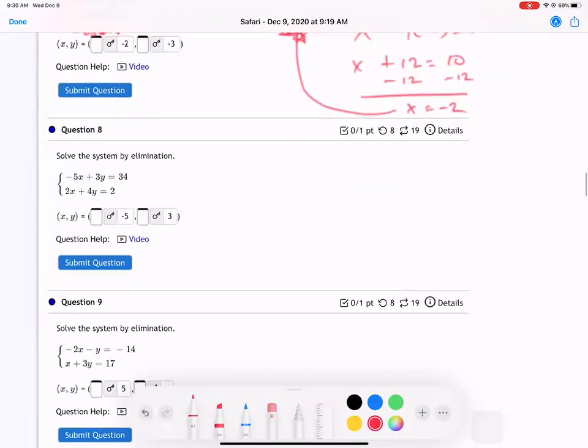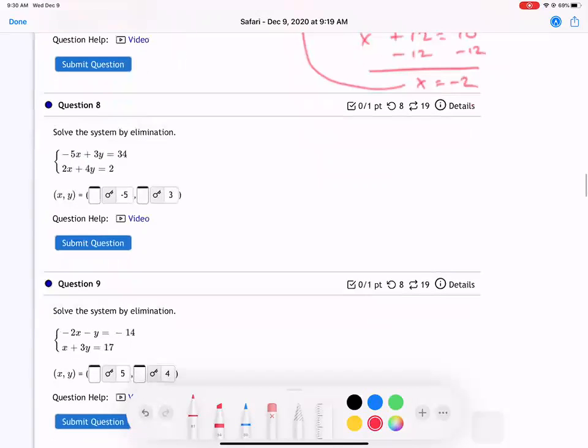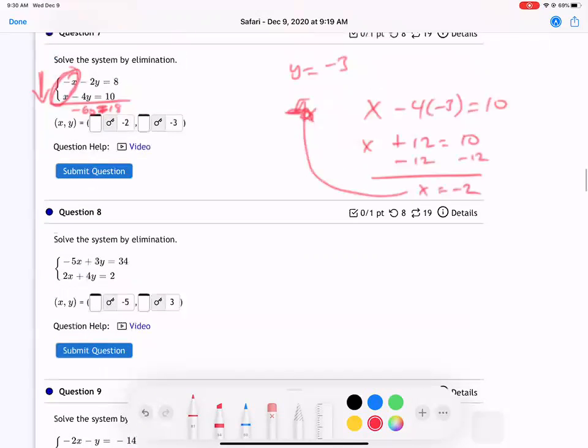The same question goes for number 8. So in number 7, we had a pair of x's that canceled out nicely. They were opposite signs and the same value. But over here, for number 8, the 5 and the 2 and the 3 and the 4 don't cancel out. So we have to make a choice. Do you want to make the x's match up or the y's match up? It's up to you.